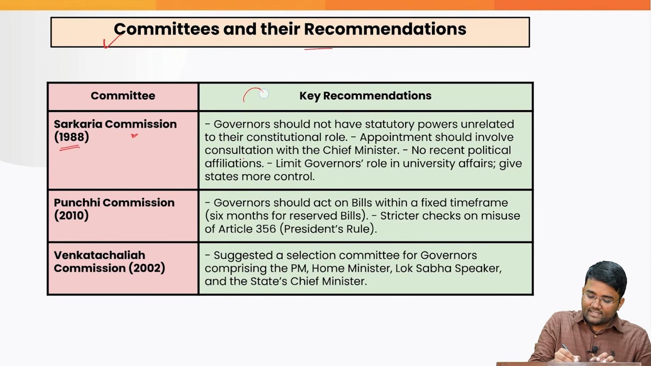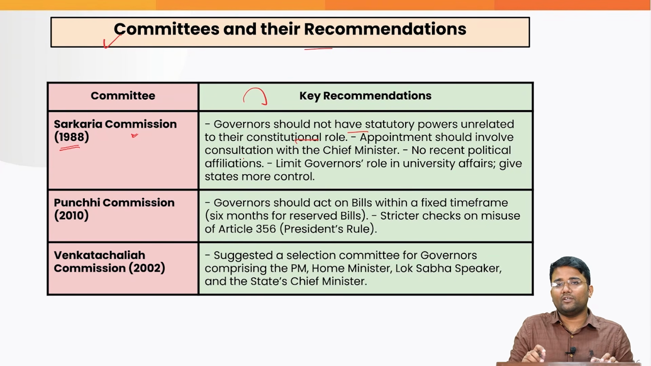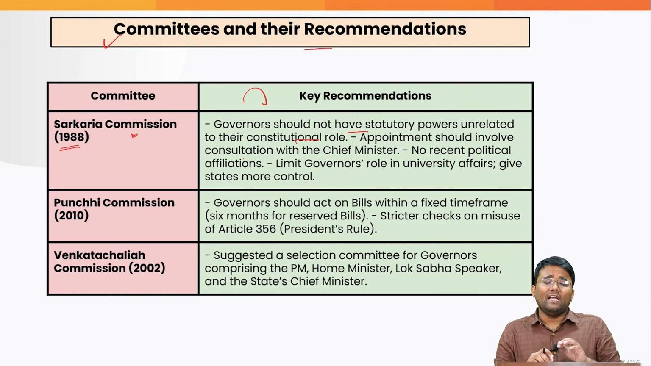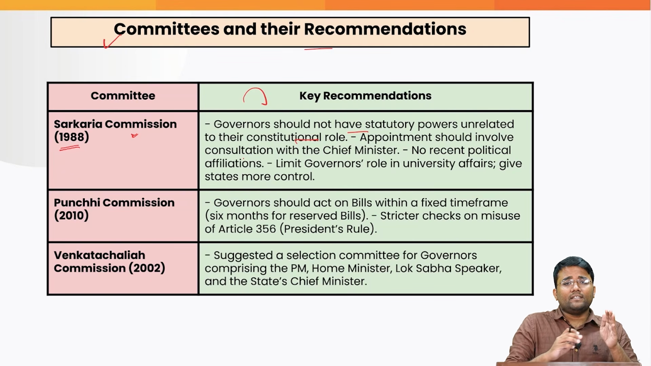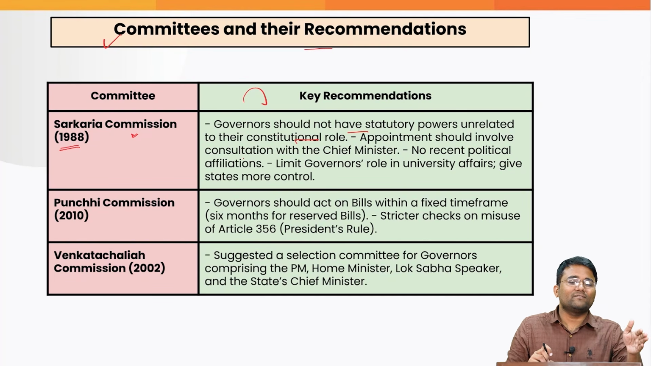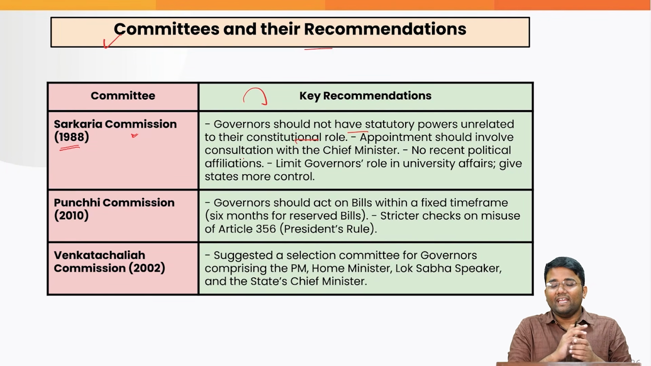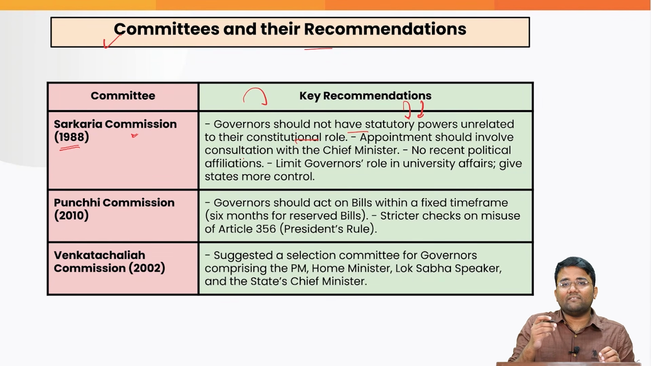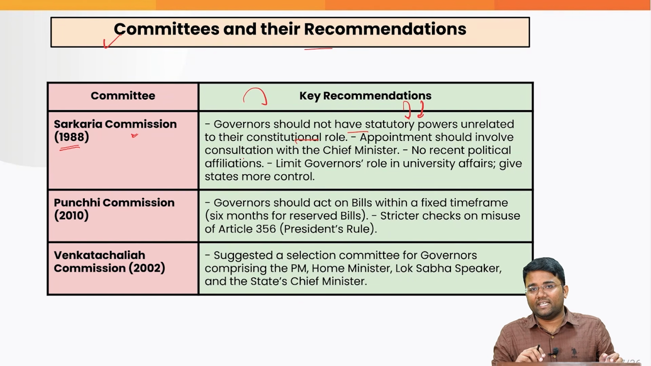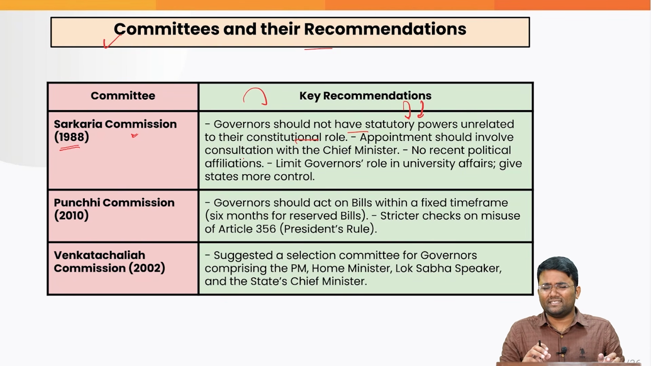Now here they said that the governor should not have any statutory powers unrelated to the constitutional roles given by the constitution. The constitution says that the governor should appoint the chief minister and take decisions with regard to state bills, and only that role should be given to the governor. Any statutory role further should not be given either by the central government or the state governments. For example, in the case of the state universities, there are more than 400 state universities.